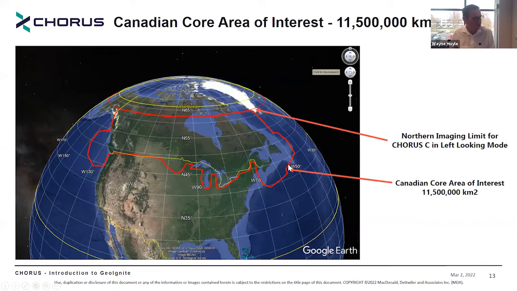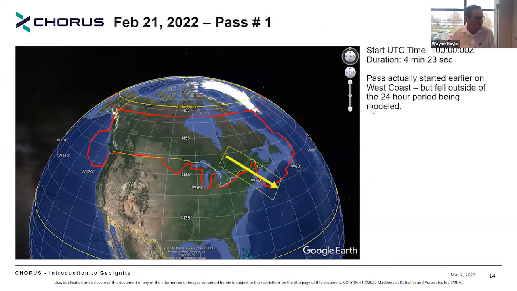I've drawn a polygon here, which you'll see in red. That is what I call the extent of the Canadian core area of interest. It includes the maritime areas. It includes the majority of the landmass, and then sort of dips down a few areas where we have interest in some flooding or in the Great Lakes here. Overall, 11.5 million square kilometers, very, very large area.